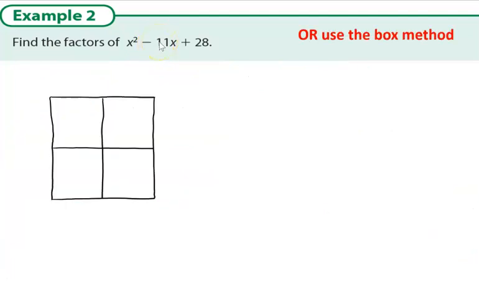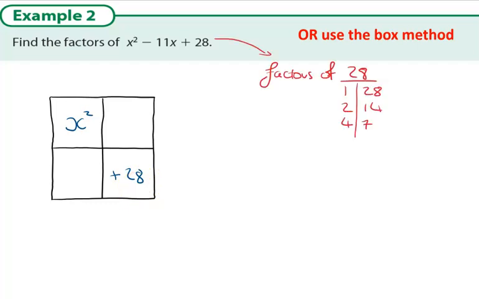Now using the box or the array method. So I'm going to put x squared in the first box and 28 in the last box. I get the factors of 28, and I choose one of the factor pairs so that it ends up giving me minus 11x.